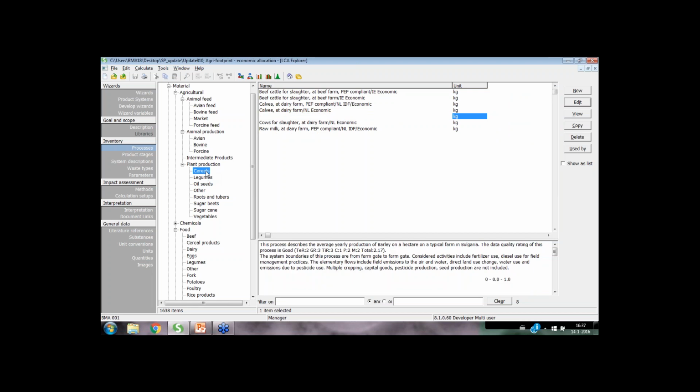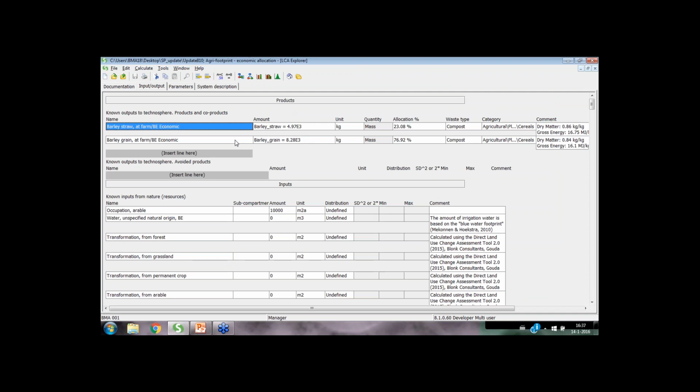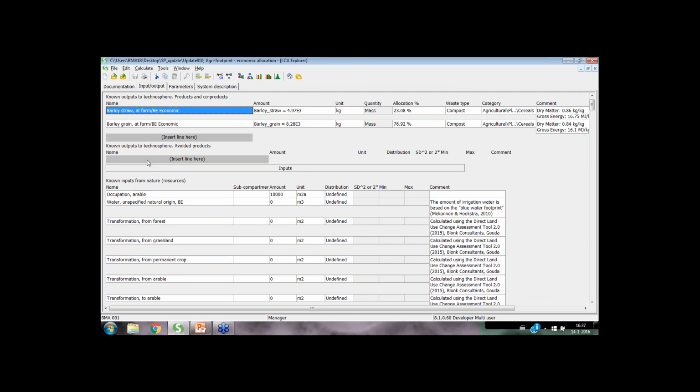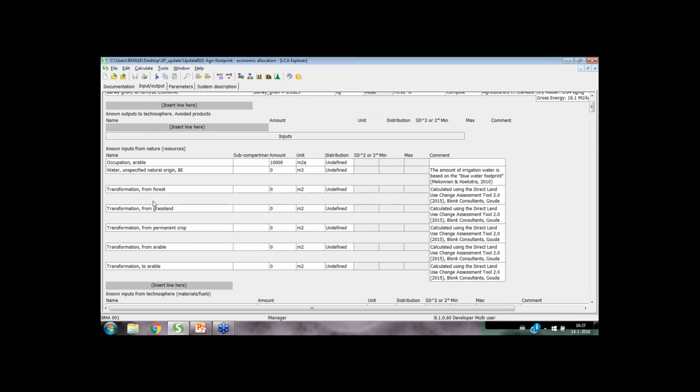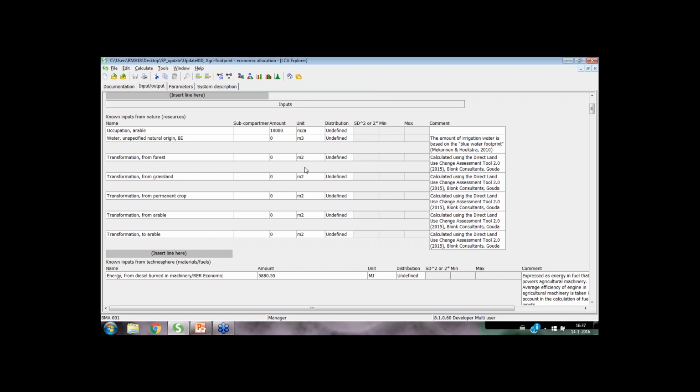Yeah, of course. So I can open up, for example, barley grain in Belgium. What you see here, and that's basically the same for all LCIs in SimaPro, are the main outputs of the process, and then a whole list of inputs. That can either be inputs from nature, such as the amounts of water or the occupation of land, or transformation. This is all drawn from the land use change tool, in this case zero, but for others it will have a value.